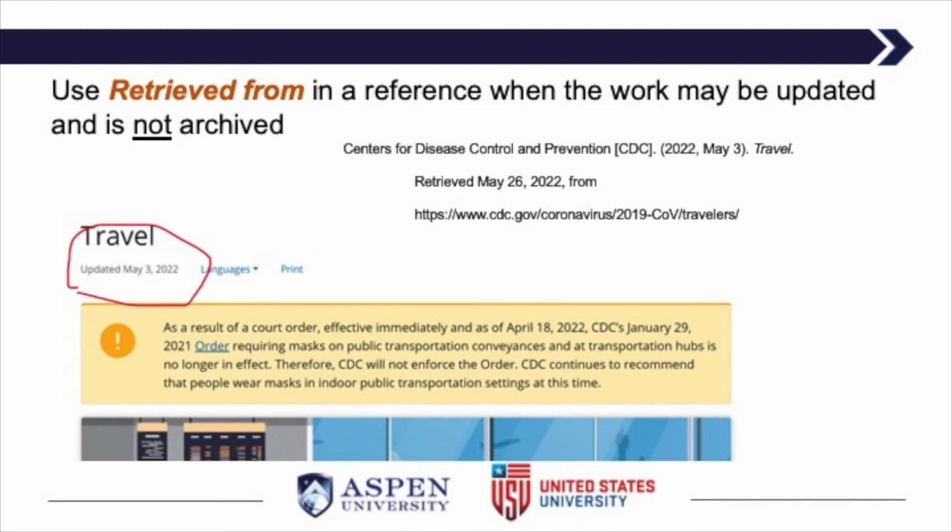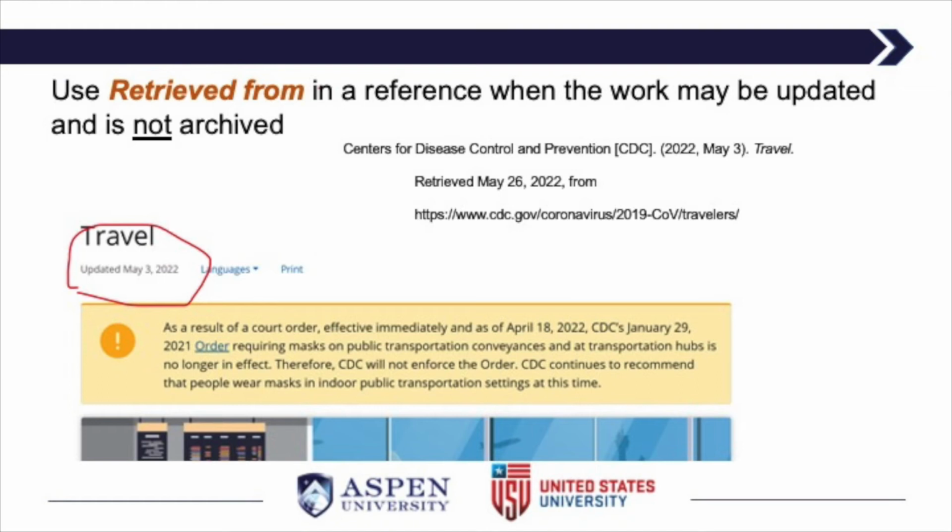There are some other exceptions for when you would use retrieved from in a reference, and that is when the work is from a website that is generally updated on a regular basis and is not archived, meaning it's not been published. It's like a journal article. In most cases, a journal article is published, so you don't need a retrieved from date.